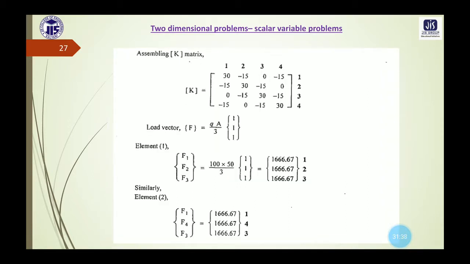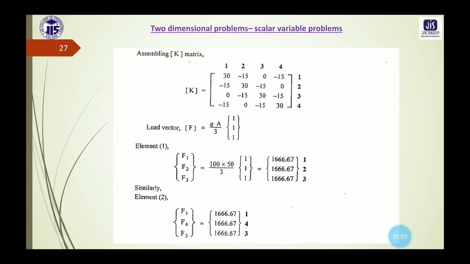If we assemble these two matrices, then we will get a 4x4 matrix for the stiffness matrix of the heat transfer. Next, to find the load vector, the formula of the load vector is F equals QA by 3 multiplied by a column matrix.